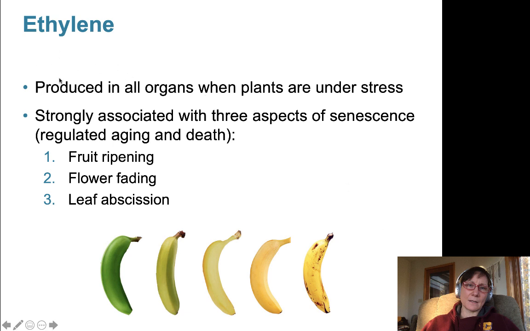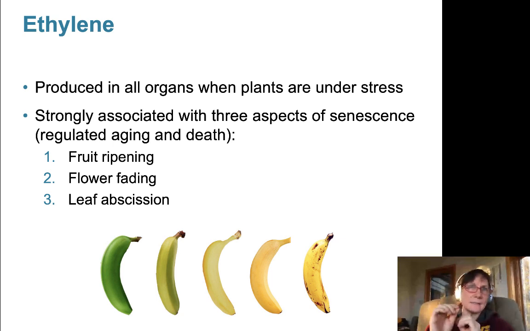It is a chemical that's produced in all organs when the plants are under stress. And it's strongly associated with three aspects of senescence or death. So fruit ripening, which you see here in these images, flower fading, which is a form of death, right? And then leaf abscission. So this is when the cells within the junction between, say, the stem of a leaf and where it's attached, they die, and that causes the leaf to fall off the tree. And so you're seeing leaf abscission all around you right now. Leaves are falling off the trees like crazy.